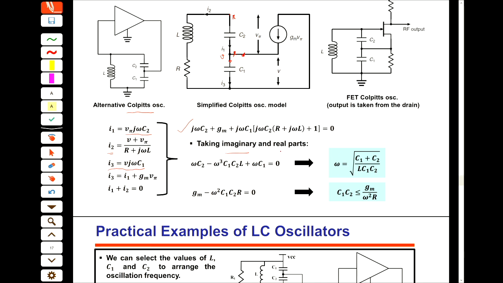Put the imaginary and real parts equal to 0. Again, we find the gain and the resonant frequency. So the resonant frequency is the square root of (C1 plus C2) over LC1C2, and this time we get that C1C2 should be less than gm over omega squared R. So these are the two conditions that we should satisfy to make this circuit oscillate at the frequency of omega.